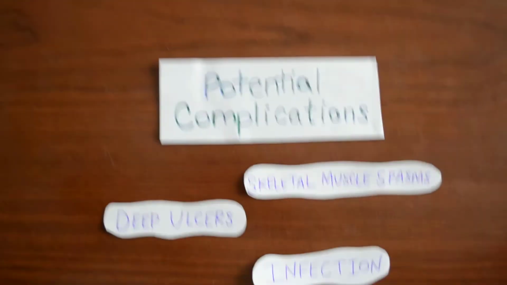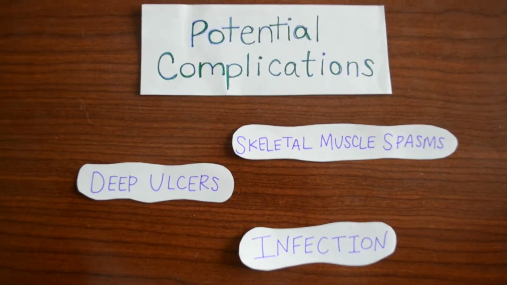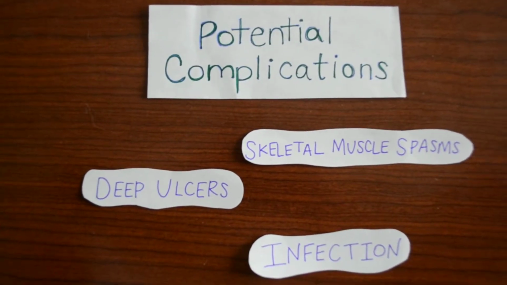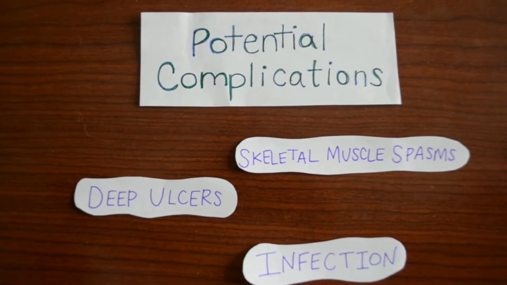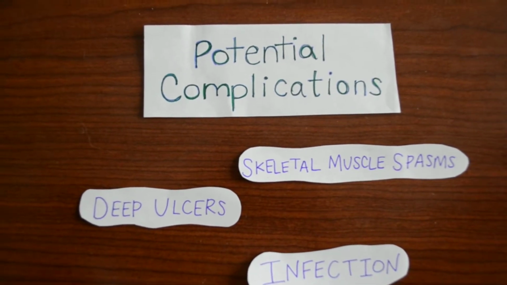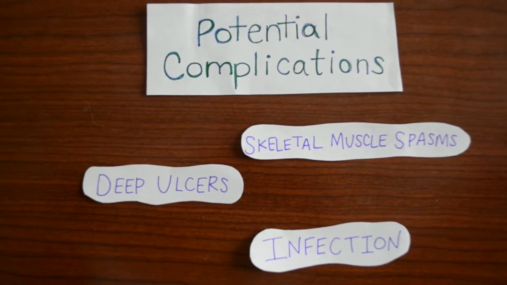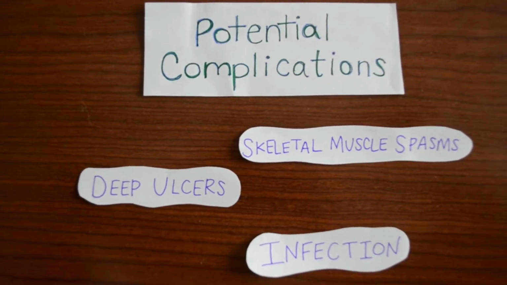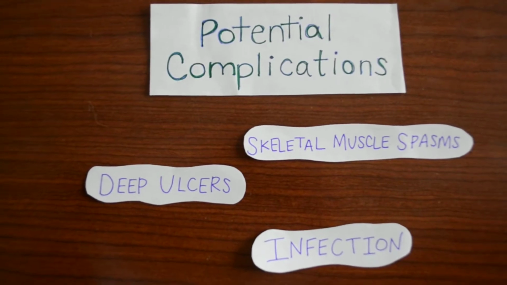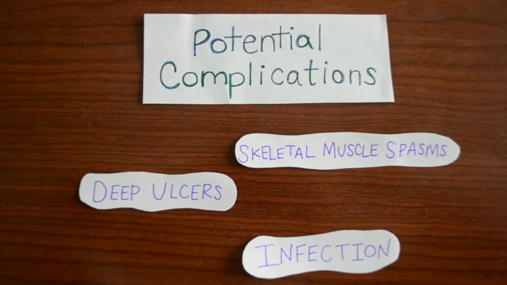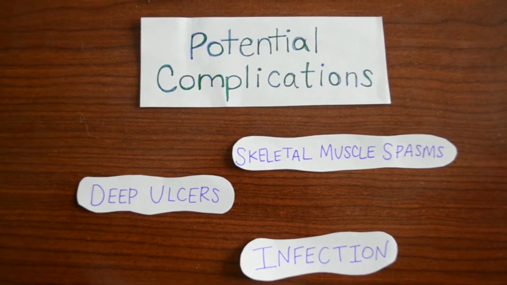And then potential complications of inflammation, we have skeletal muscle spasms, which is just a protective mechanism for pain, deep ulcers, which are brought on by prolonged inflammation, and then infection. So using the example of jumping over the bushes after the Iron Bowl, let's say you cut your foot open and some bacteria from the bushes got in. That would bring about infection.